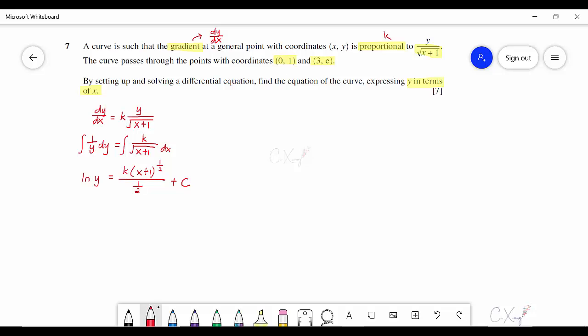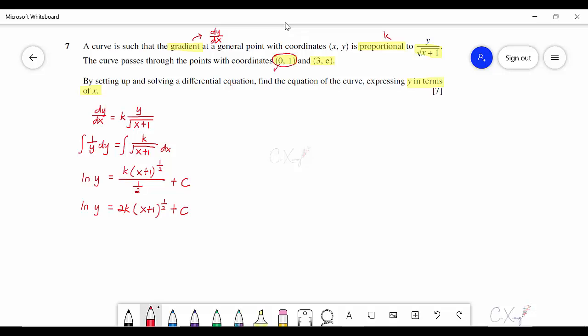Before I find out the value for k and c, usually I prefer to rephrase my equation in a better way. So the 1 over 2 at the denominator, I will make it become 2, so ln y equals 2k times (x plus 1) power half, then plus c. You can see that in my general solution here, I'm having k and also c. So I need 2 extra pieces of information to get the value for k and also the value of c.